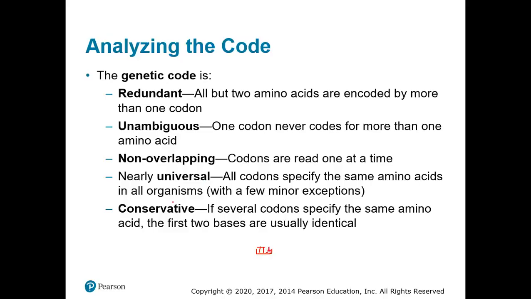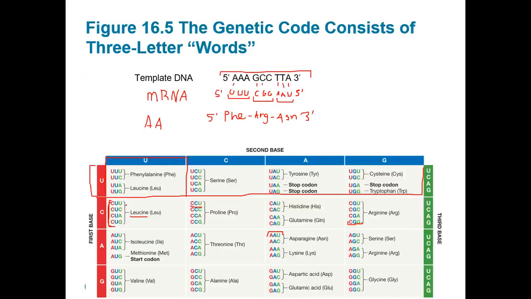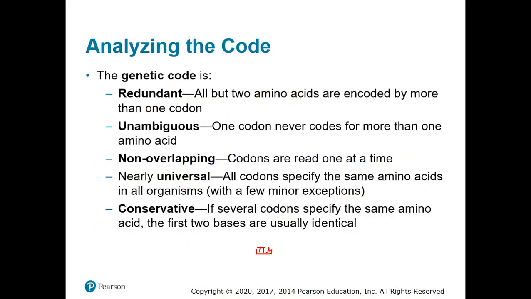Now another thing, our code is nearly universal. And this one's kind of cool. It's basically the same in all organisms, whether it be you or a snake or a bread mold or whatever, this code still applies. This chart still applies. And this is one of our greatest evidences for a common ancestor between all organisms. Why do we have this universal genetic code unless at some point we all came from the same ancestor? So, very few minor exceptions to this, nearly universal.